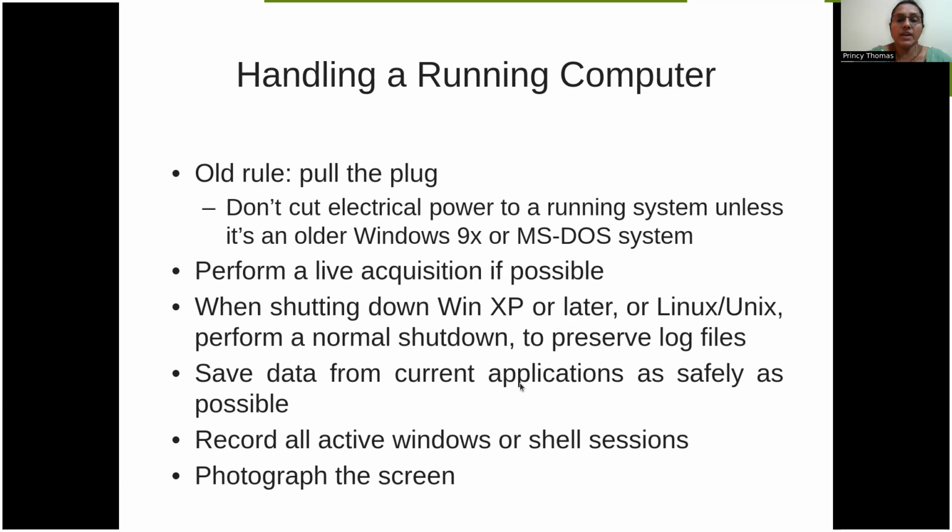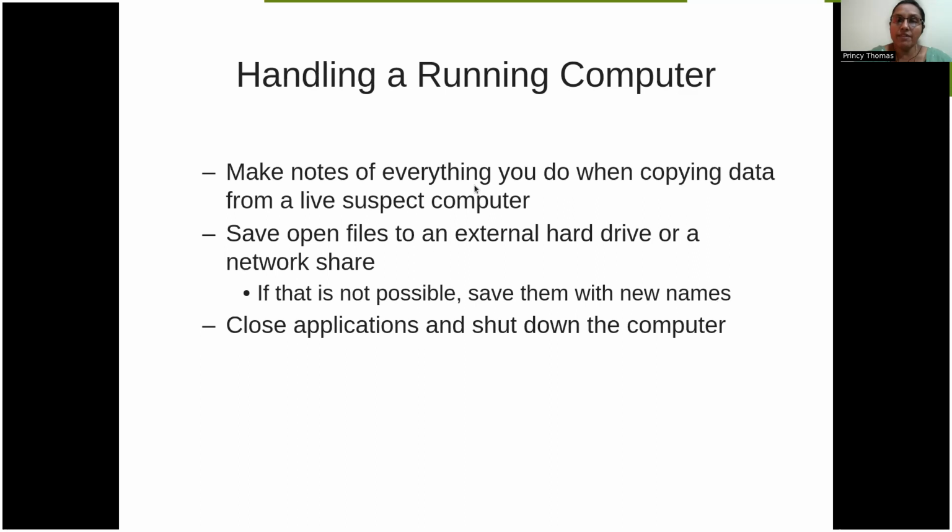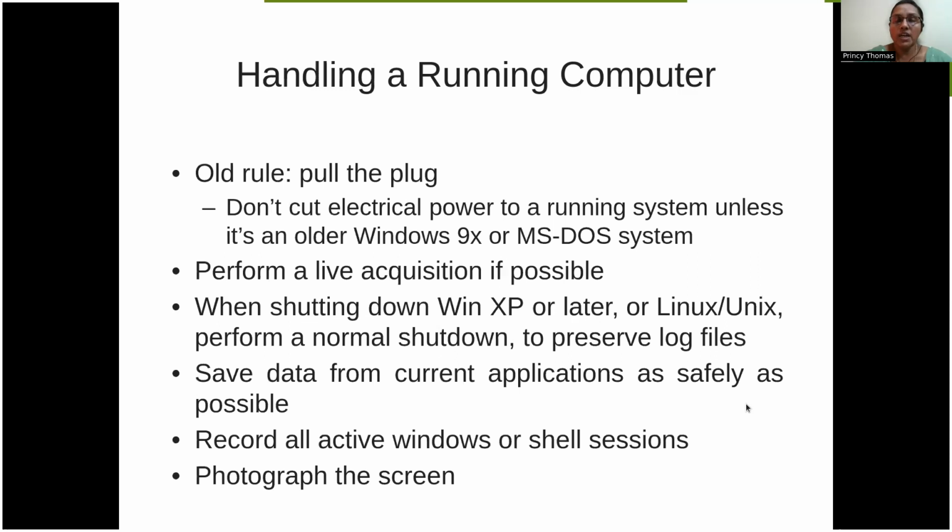Save the data from the current applications as safely as possible. Record all active windows or shell sessions. Photograph the screen. Make notes of everything you do when you are trying to copy from a live system. Save open files to external drives or target drives or a network share. If this is not possible, save them with new names. Then after you have taken all precautions to save any evidence on the live system, you will close the application and shut down the computer. These steps are very important when handling a running computer.